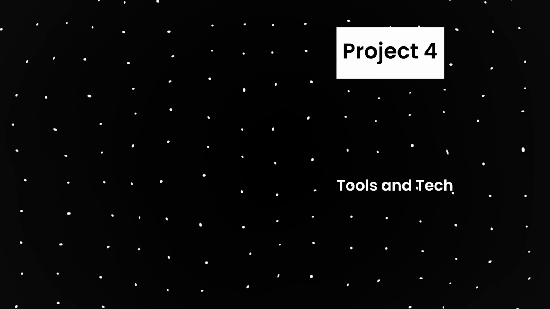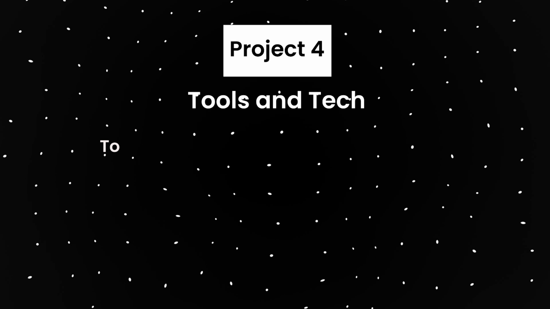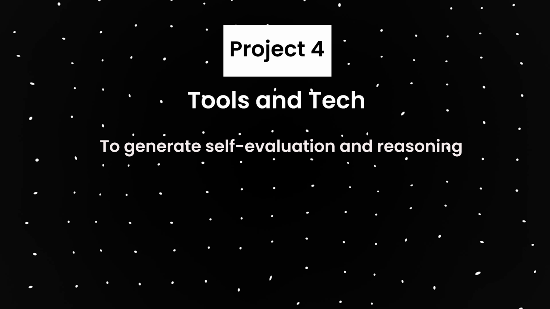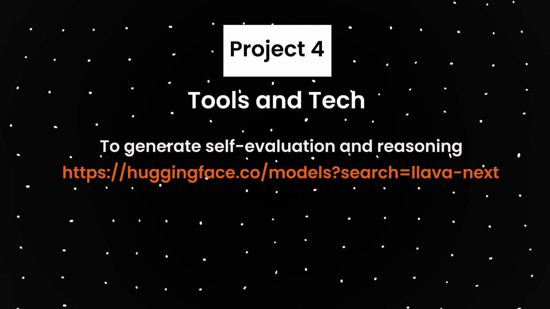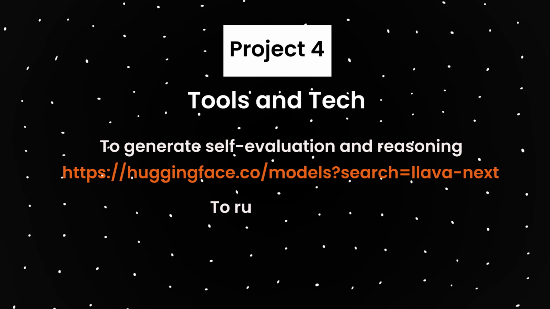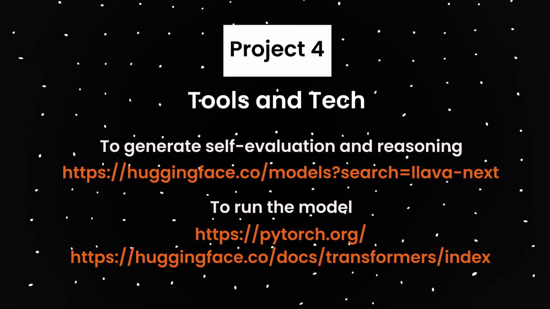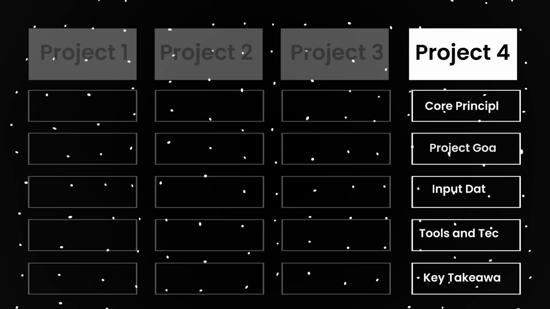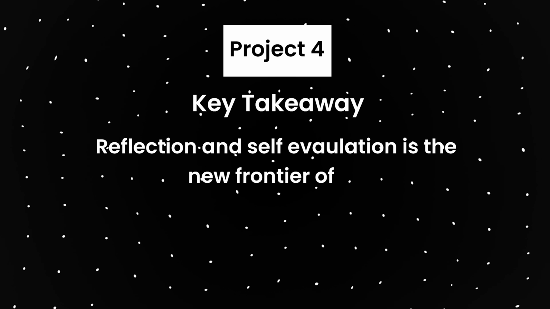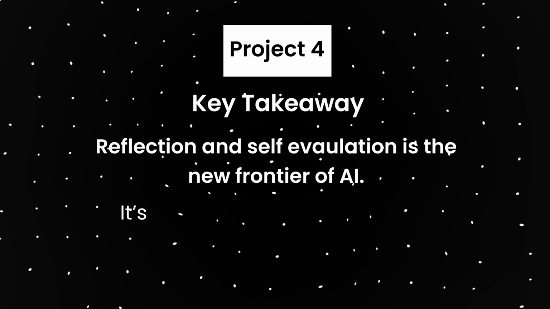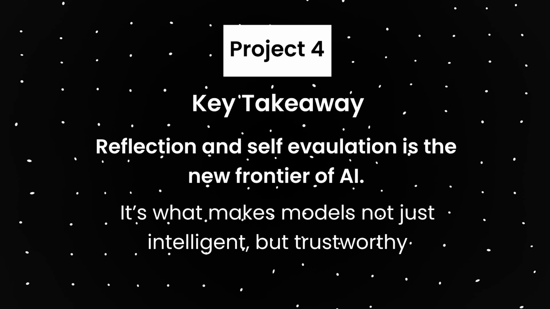In terms of tools, here is the actual order you will explore them. First, to generate self-evaluation and reasoning, you're going to use LLaVA-NeXT, a model that can interpret both visuals and text. To run the model, as previously, you're going to use PyTorch and Hugging Face Transformers. The key takeaway from project number 4 is that reflection and self-evaluation is the new frontier of AI. It's what makes models not just intelligent, but also trustworthy.